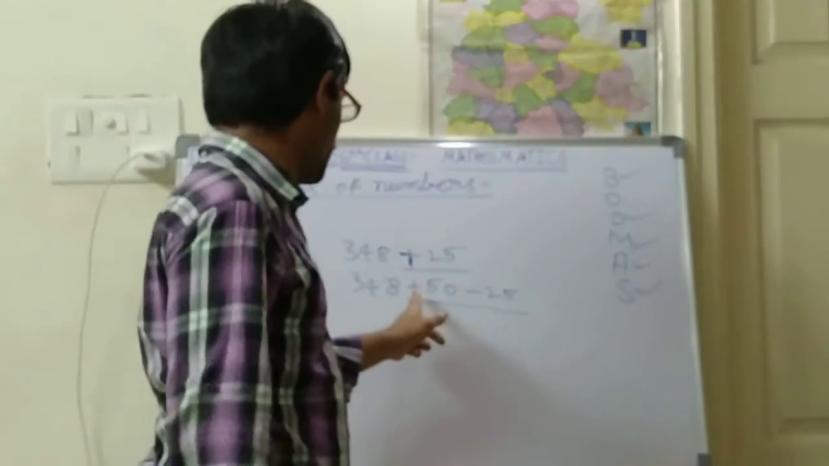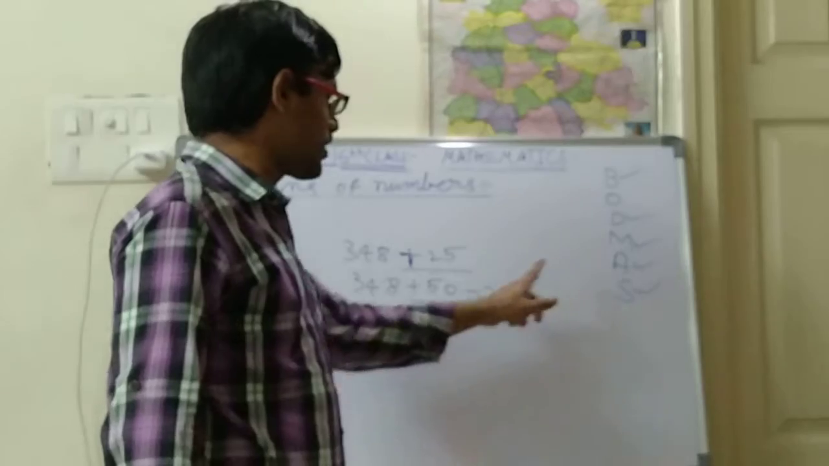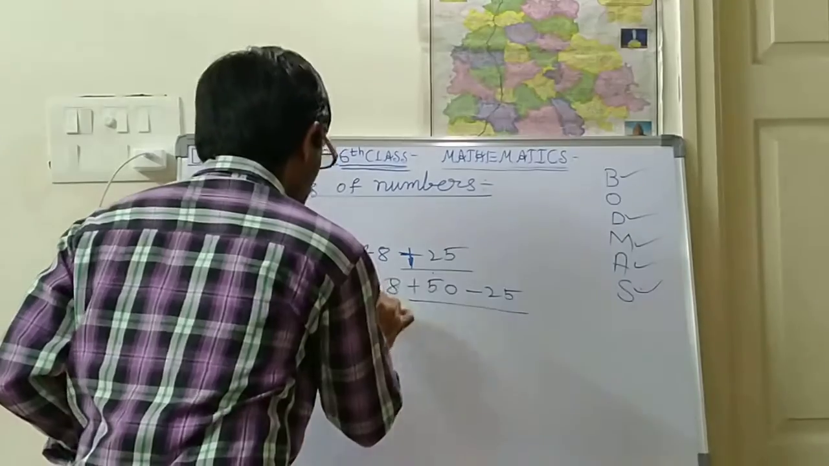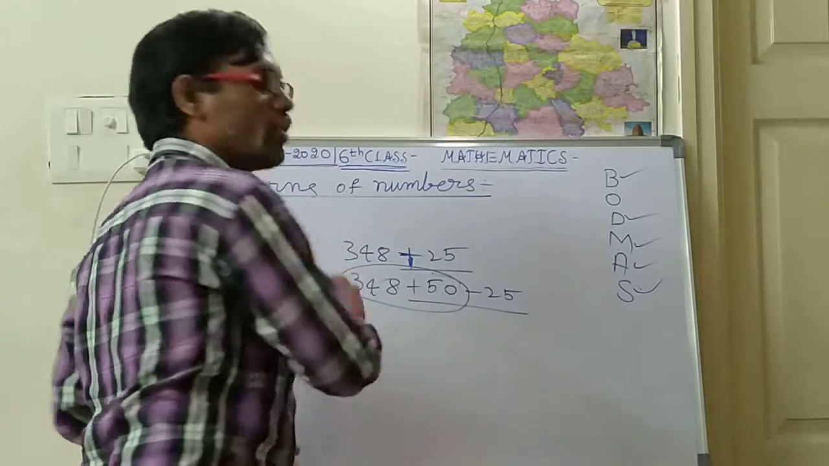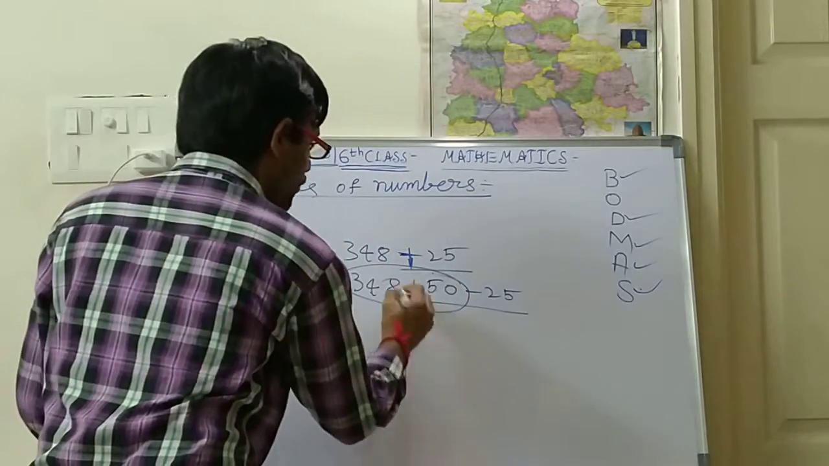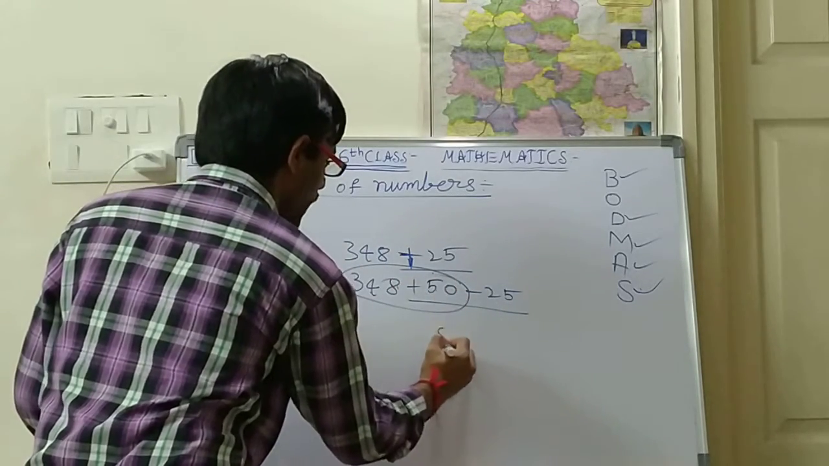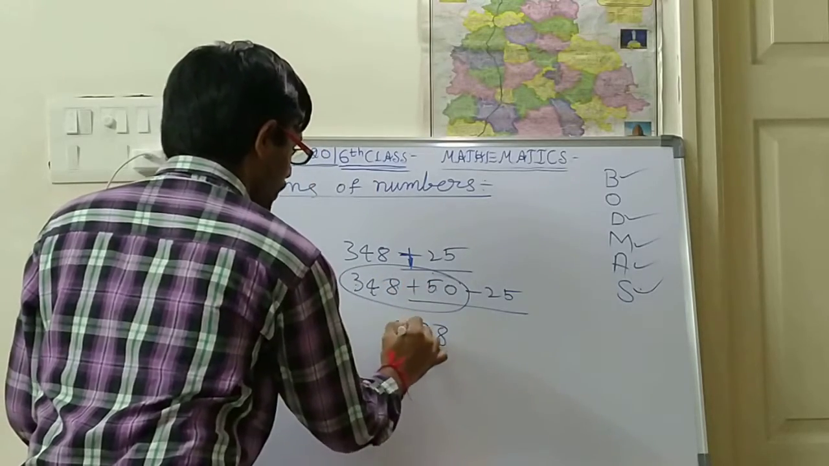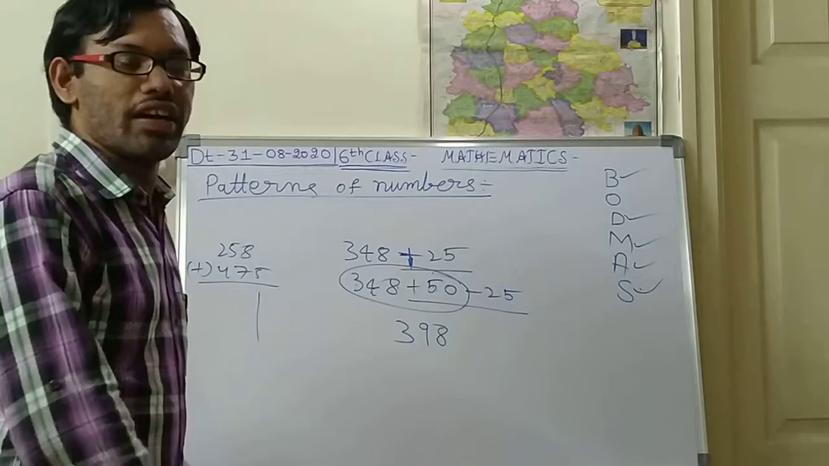So which is first here? Here addition is there, subtraction is there. First what you should do? Addition you should do. So that means 348 plus 50 you should do. So what is 348 plus 50? 8 plus 0, 8, 4 plus 5, 9, 3 plus 0, 3. So 398 is the answer.